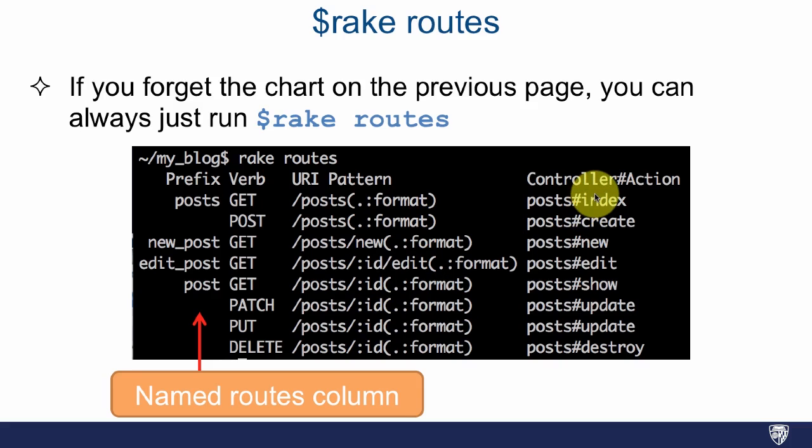So rake routes will show you the controller and the action, will show you the URI pattern, will show you which verb is being used, because sometimes the actual URL is the same. So for example, post.id and post.id is the same, but the action is different because of a different HTTP verb. And the prefix is just the actual Rails variable, so it's post_path, or new_post_path, or edit_post_path, and so on.